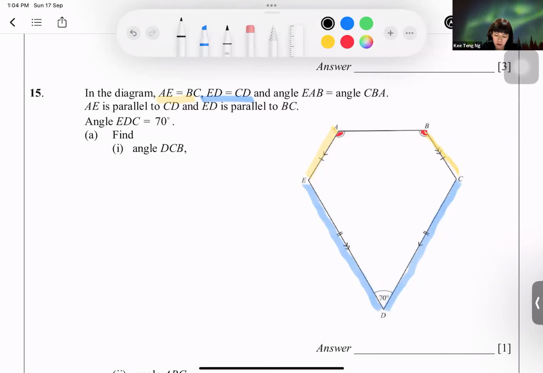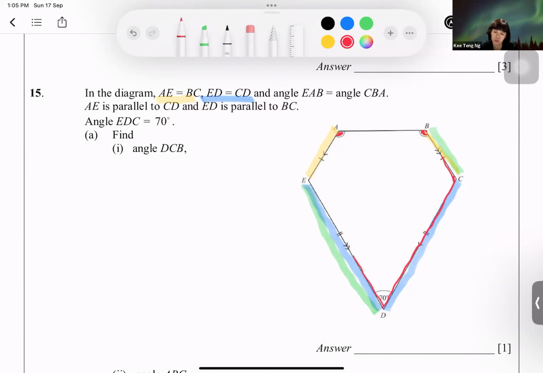The lines that are parallel, this one and this one are parallel. BC, okay, AE parallel to CD, BC parallel to ED. So you have a couple of parallel lines. Okay, there are so many things that we can do. If this is a couple of parallel lines, take a look at this. This one and this one, plus I have a line across.